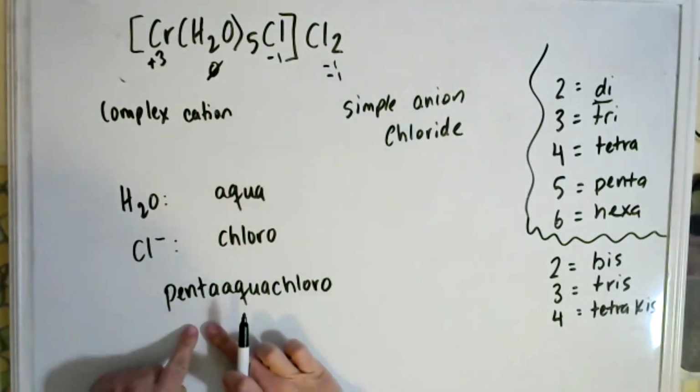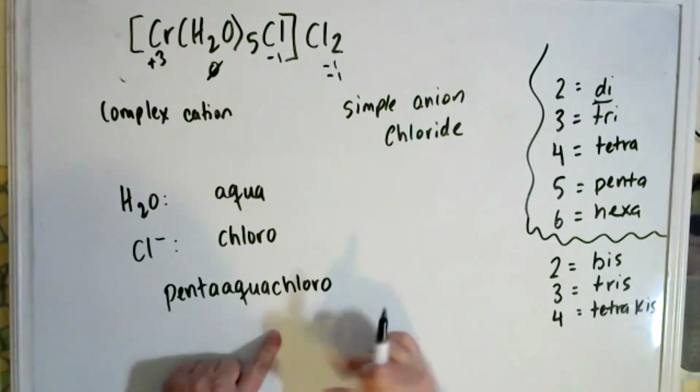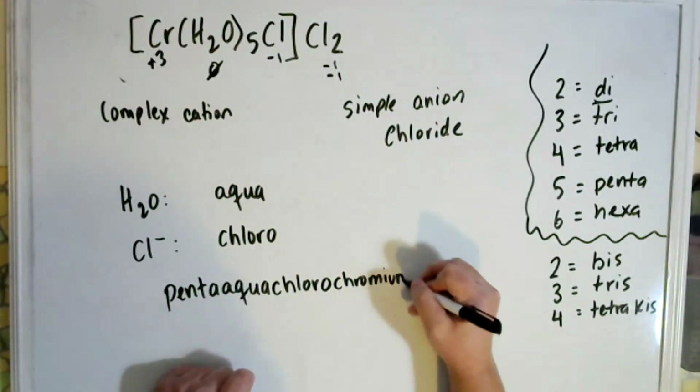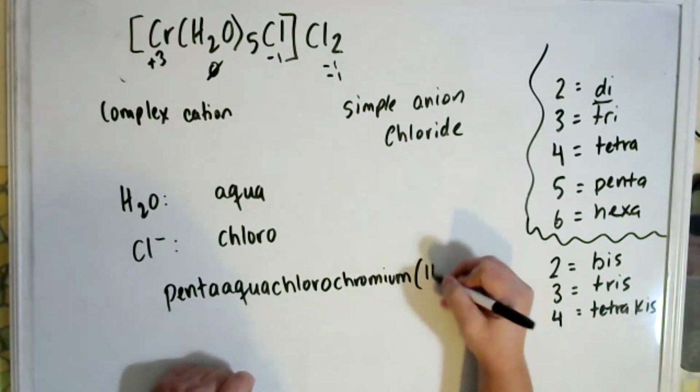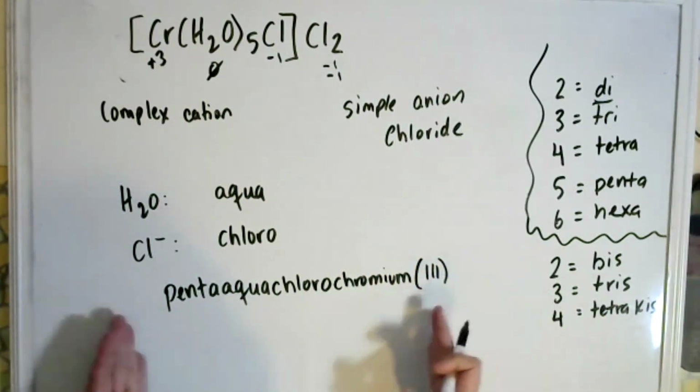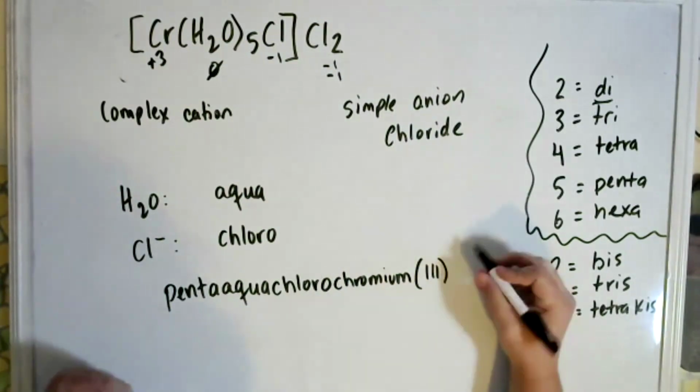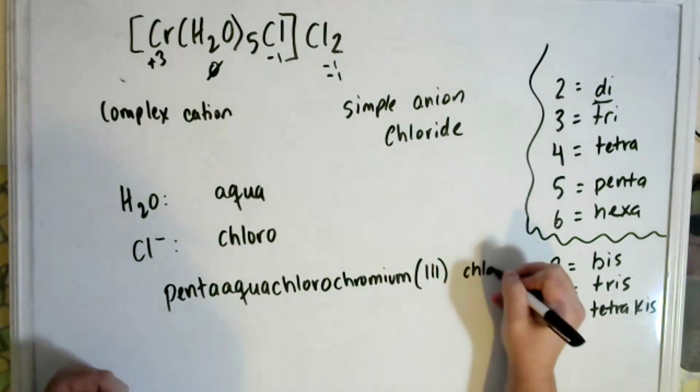Okay, so penta, aqua, chloro. And now I'm going to name my metal, chromium parentheses 3. That names my complex cation. And then space chloride.